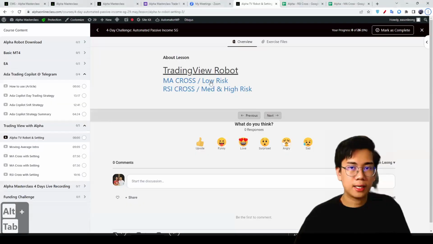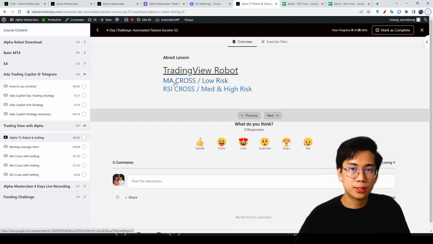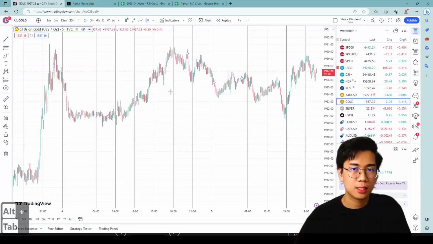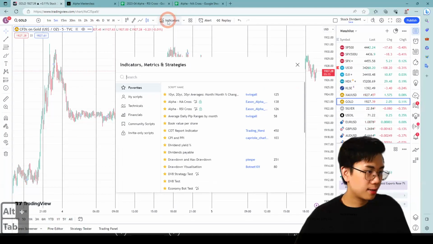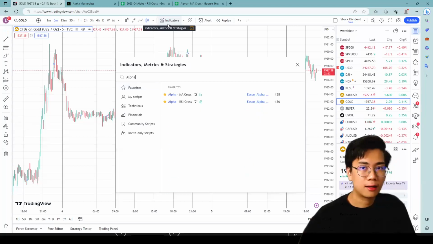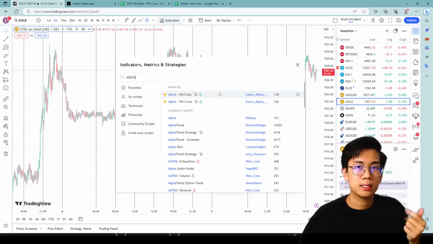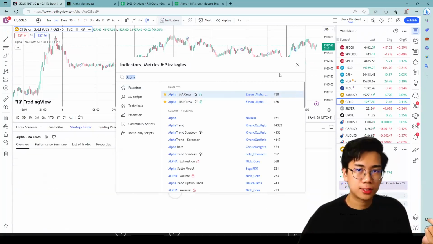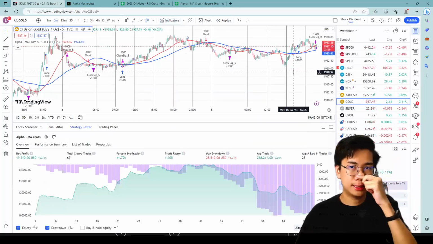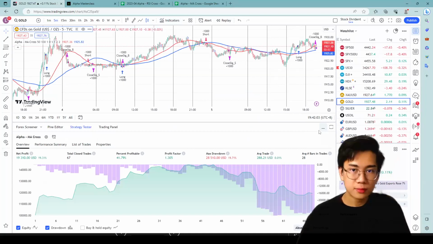So after you get this tool, which has an MA cross and also an RSI cross, in your indicator there, you can type in alpha. Then there are supposed to be two robots prepared for you. One is MA cross, one is RSI cross. So we take MA cross for example. Okay, you get the MA cross already.